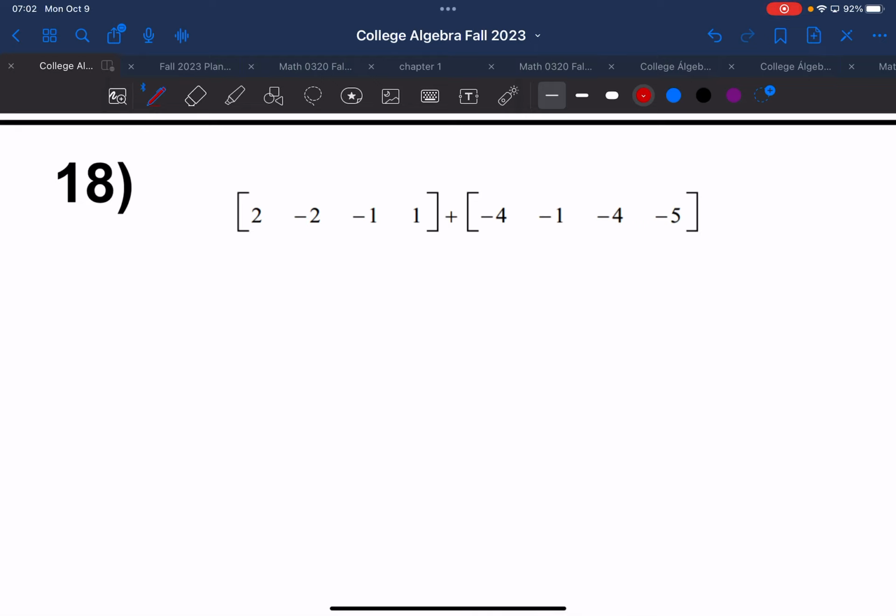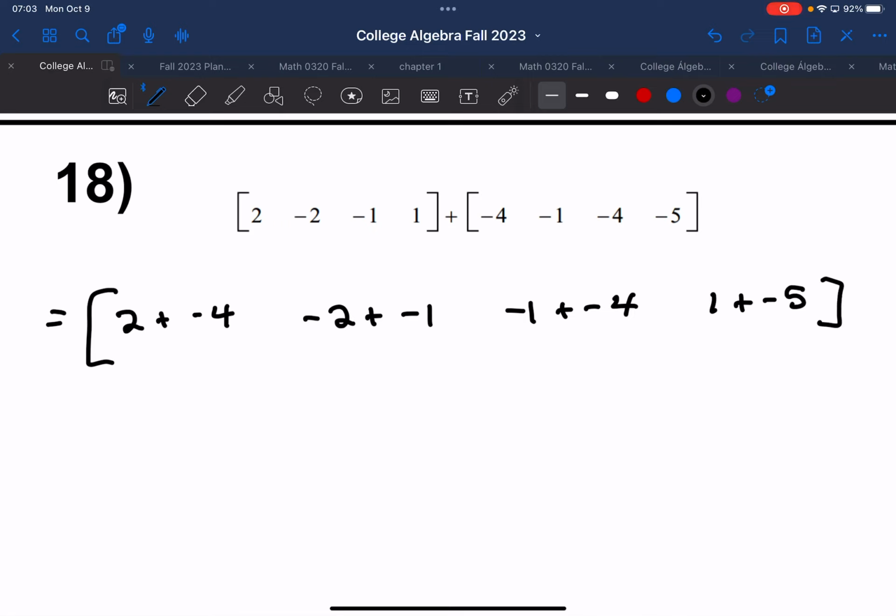Okay, number 18. First step is to check if the dimensions are the same. Are they the same? Yep. More often than not, they will be the same. So then adding these matrices, I have 2 plus -4, -2 plus -1, -1 plus -4, and 1 plus -5. Again, I'm adding the corresponding numbers.